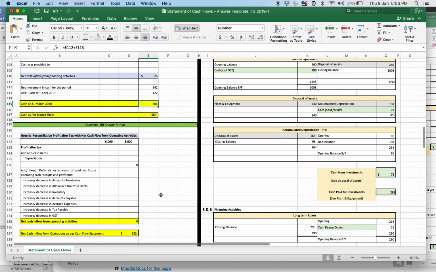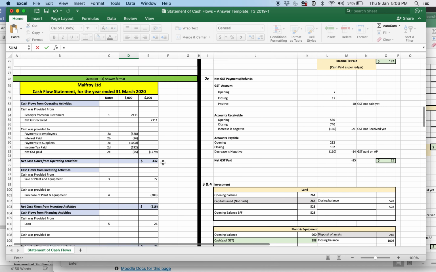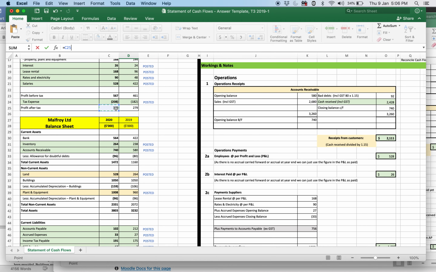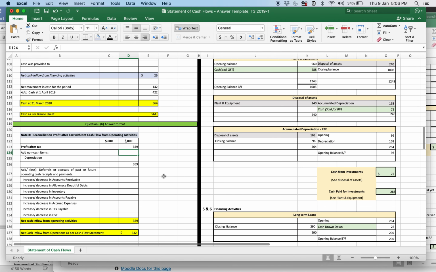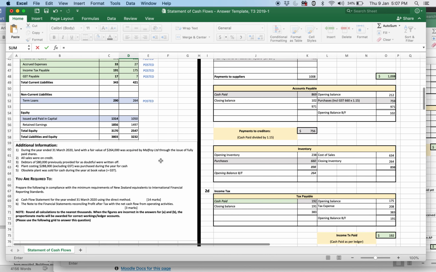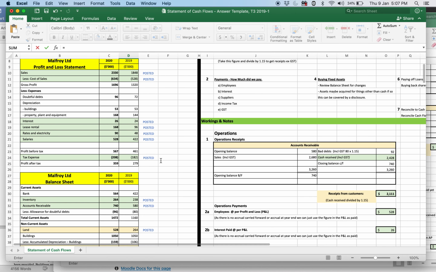The next thing we do is reconcile the profit and loss and net cash flow from the operating activities. So what was our profit after tax? We go up here, get the right year, profit after tax is that figure there. Add non-cash items, depreciation, because it's non-cash. We go all the way up here to find depreciation.